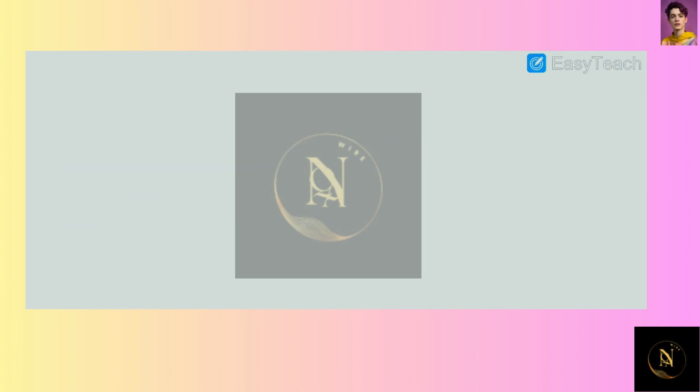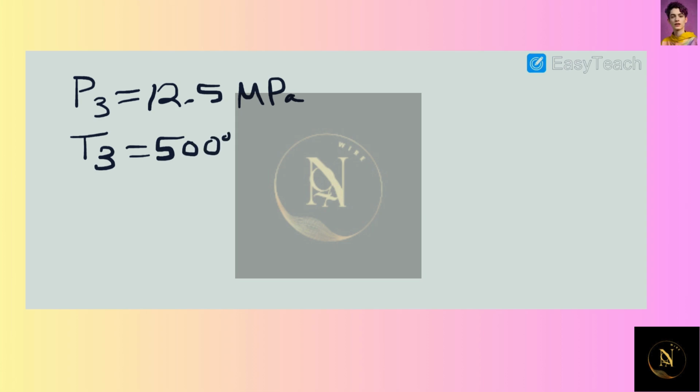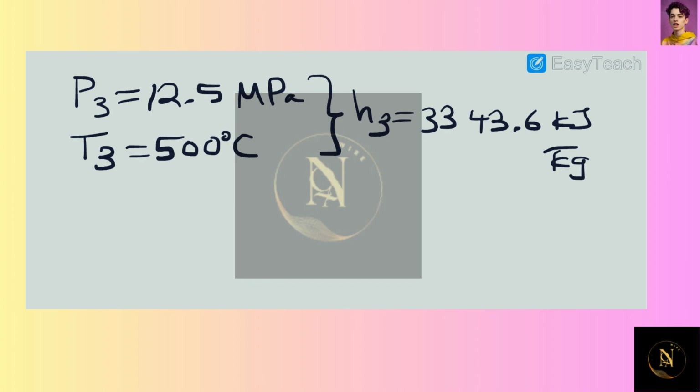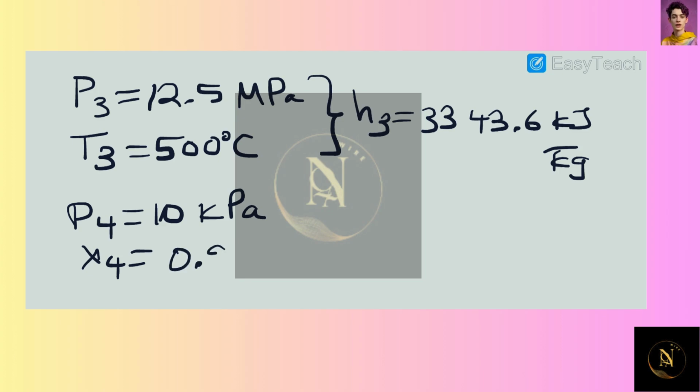We know that our initial condition going into the turbine is a pressure equal to 12.5 megapascals and a temperature equal to 500 degrees C. From this we can deduce that we have an enthalpy equal to 3,343.6 kilojoules per kilogram. At P4, the exit state of our turbine, we have a pressure equal to 10 kPa and a quality equal to 0.92.